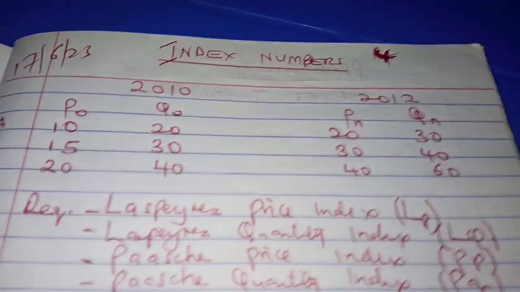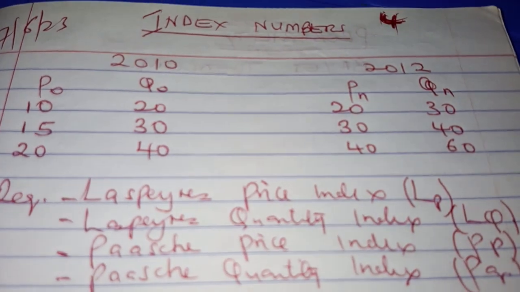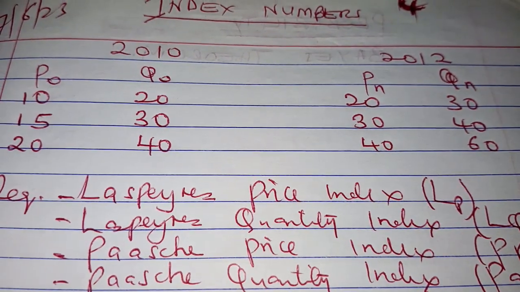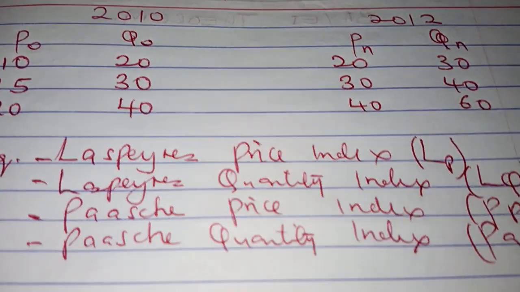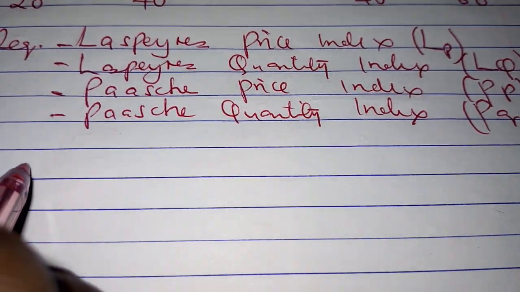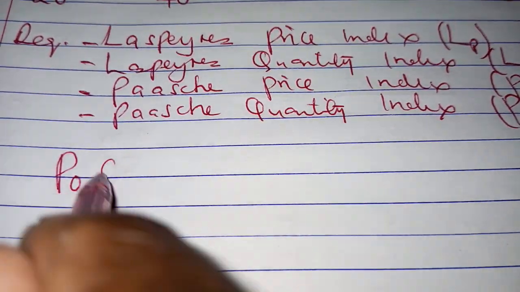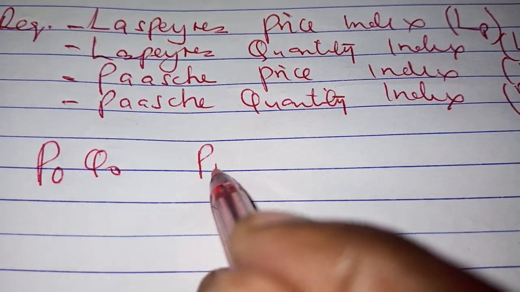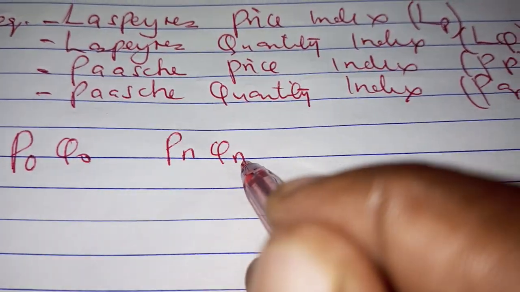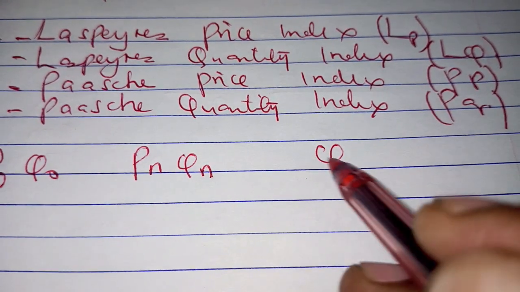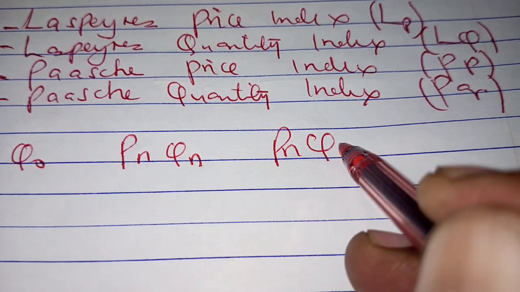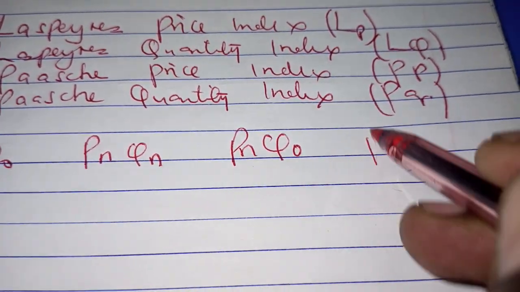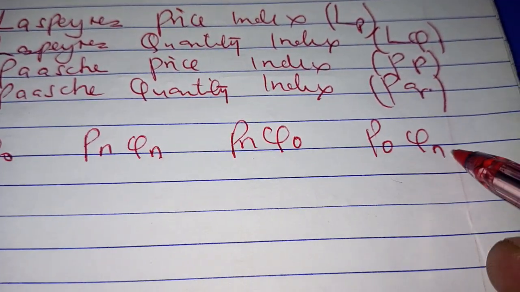In solving this problem, we tell ourselves that we need to have a table. This table will have a column for P0Q0, then another column for PnQn, and then PnQ0. There's another one called P0Qn.